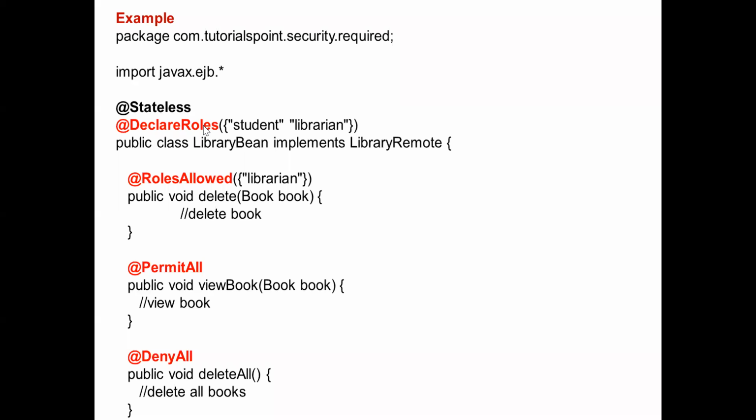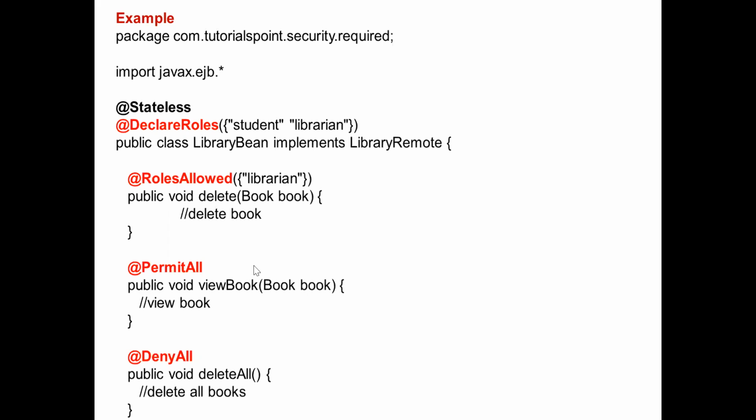So whatever you declare, it should be allowed. That is the roles allowed. So I have to declare it as a librarian. It can access the books, or a book may be deleted, or updated. So by using that, public void delete book. So it is roles allowed.